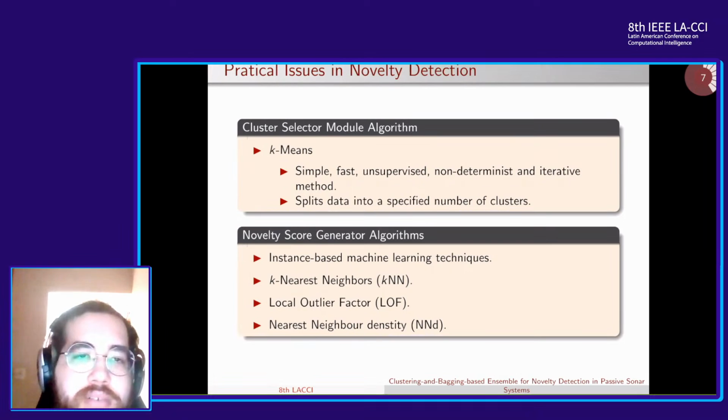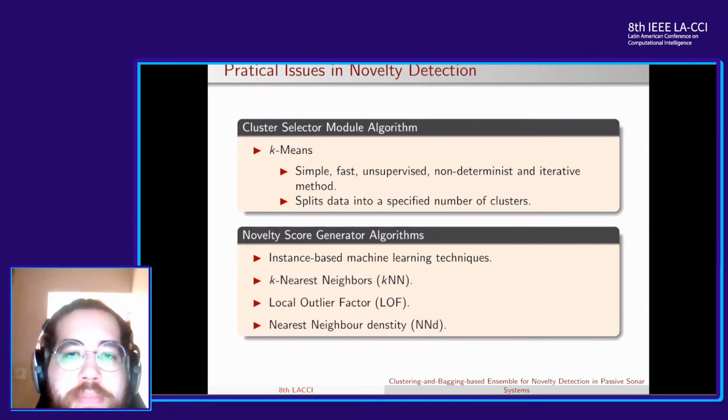In this work, we assume that the cluster selector model is implemented with the k-means algorithm in both the clustering ensemble and clustering embedding ensemble architectures. This is a simple fact: unsupervised non-deterministic iterative methods split data into a specific number of clusters, the number of clusters being a hyperparameter.